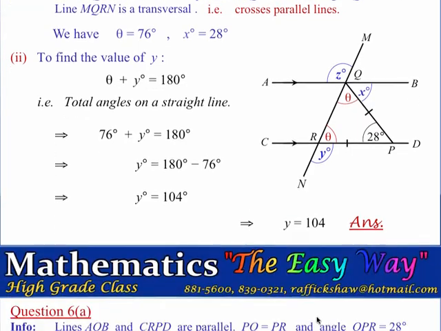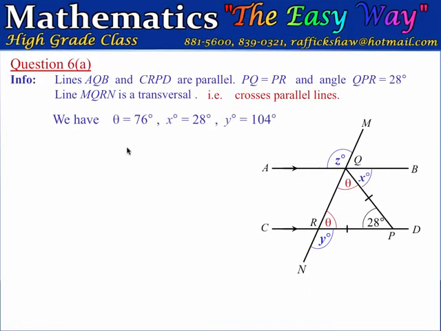Let's move down to part 3. Now what we have so far is that theta is 76 degrees, x is 28, and y is 104. And now we are asked to find the value of z.